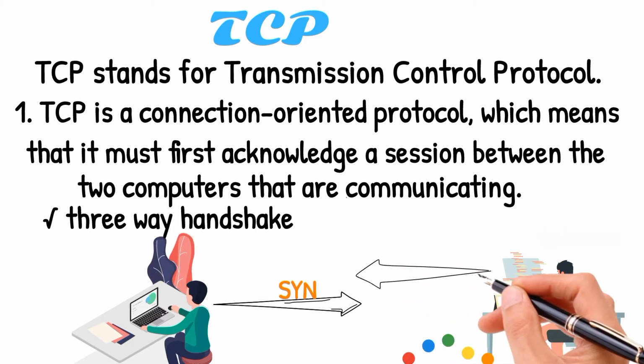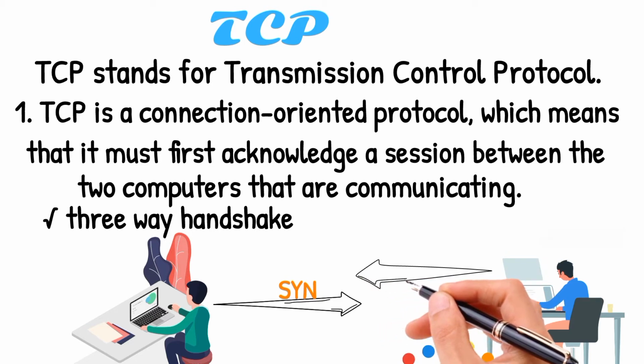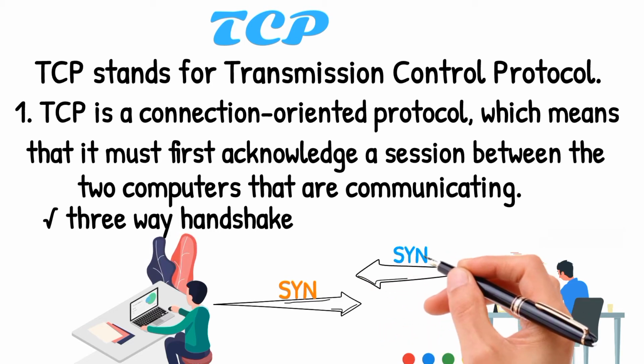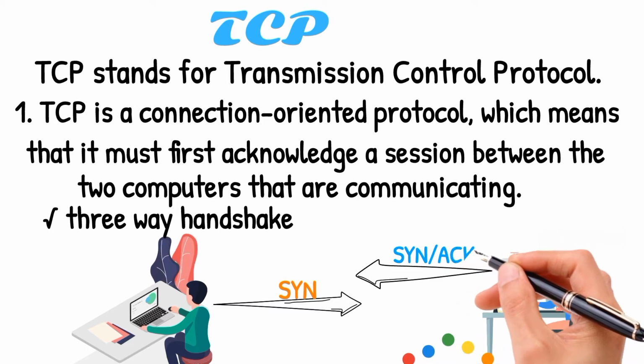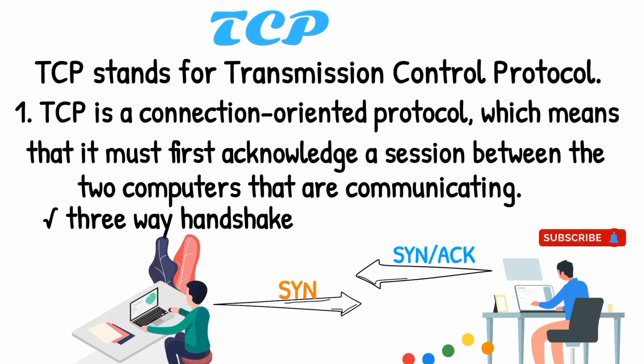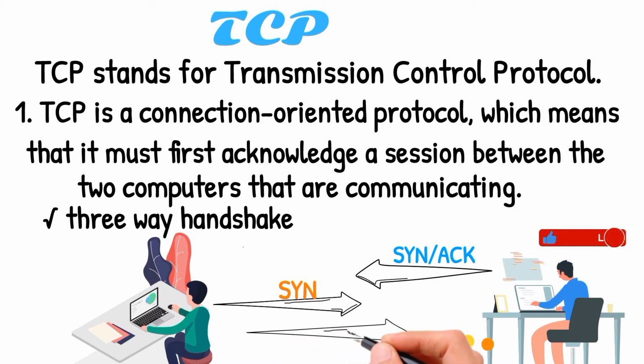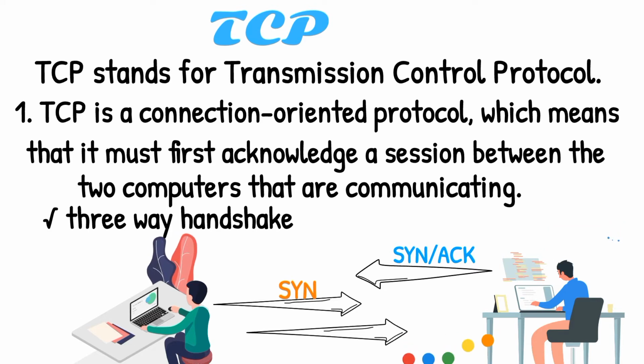In the second step, the receiving computer or the server will send back an acknowledgement message telling the sender that it has received the message. And then finally, the sender computer will send another acknowledgement message to the receiver. And after all this happens, the data is then delivered.